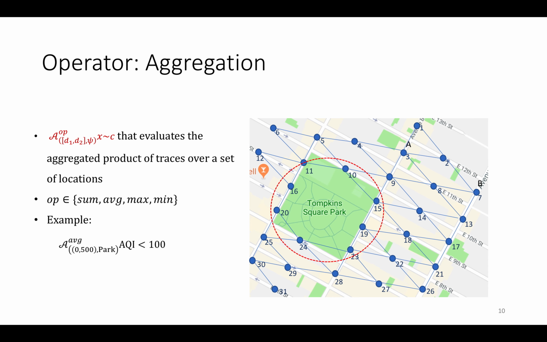It evaluates the aggregated value of traces over a set of locations. Basically, it first calculates the sum, average, max, or min value within a range and then compares it with the requirement. For example, let's look at the right figure. If we want to specify a requirement, say for this park, within 500 meters, the average air quality should always be less than 100. And this is how we specify it, using the aggregation operator.